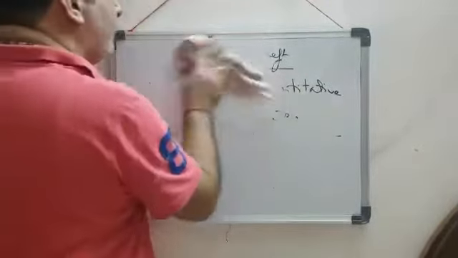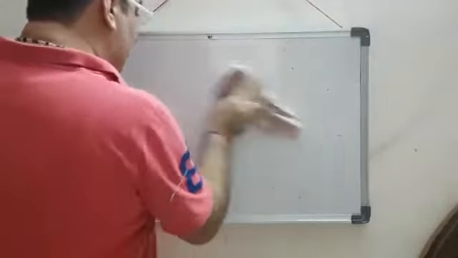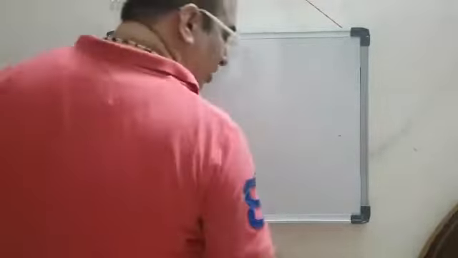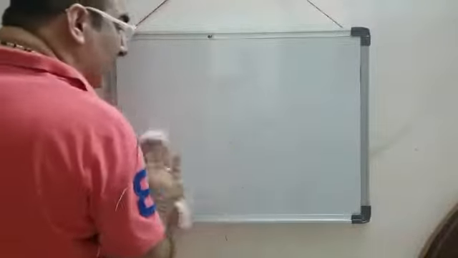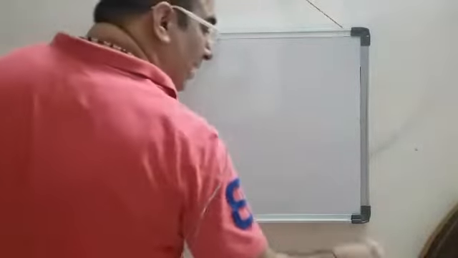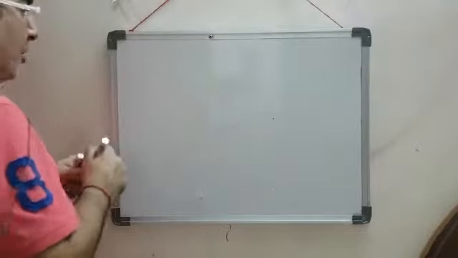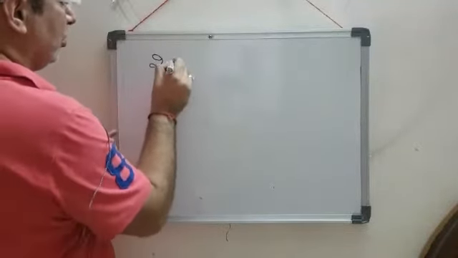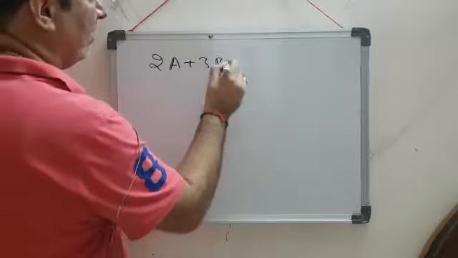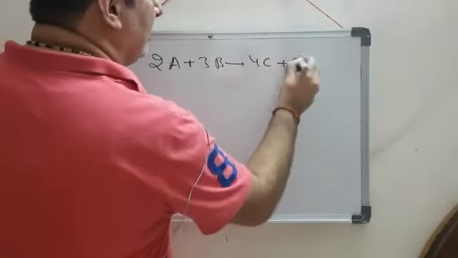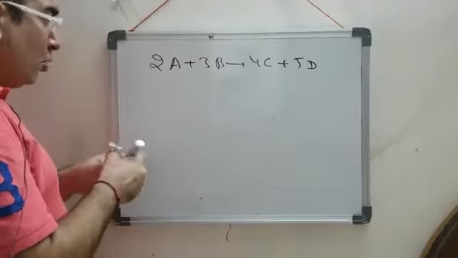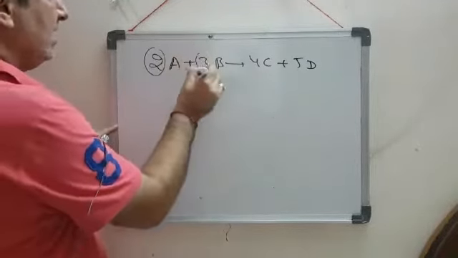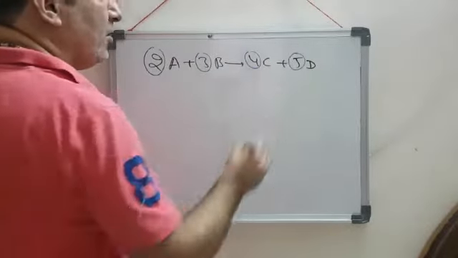The necessity of mole arises because we use chemical reaction terms, where the chemical reactions are balanced. The balanced chemical reactions have stoichiometric coefficients. Suppose a chemical reaction is given like this: 2A plus 3B gives 4C plus 5D. Suppose it is a balanced chemical reaction, and these numbers 2, 3, 4, 5 are called stoichiometric coefficients.